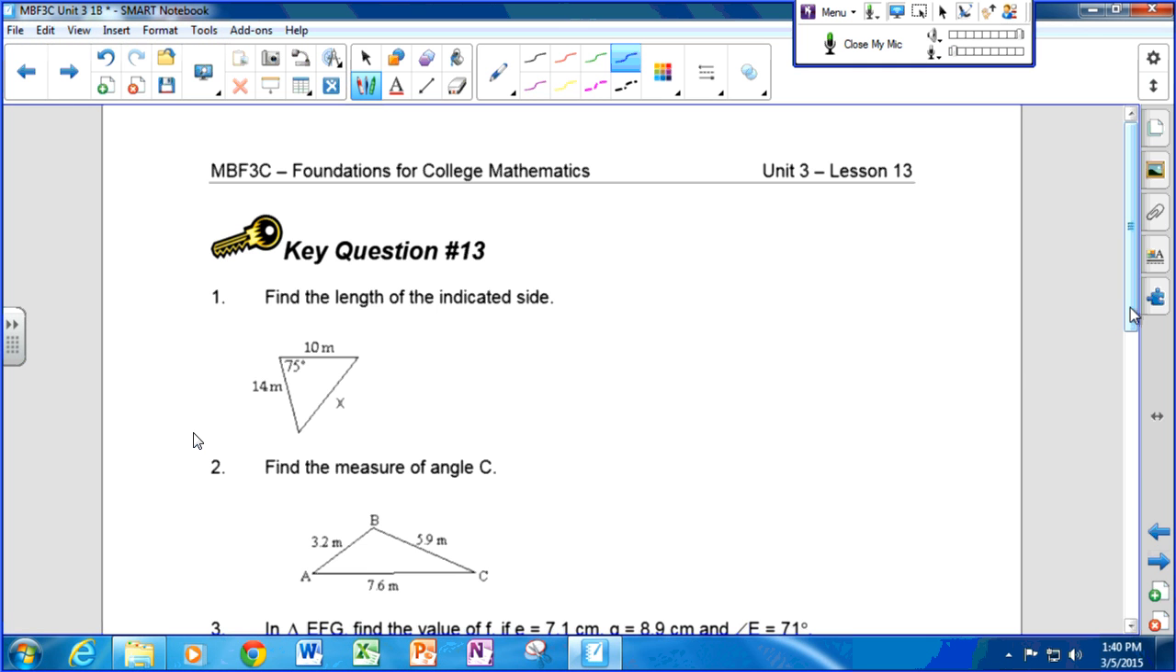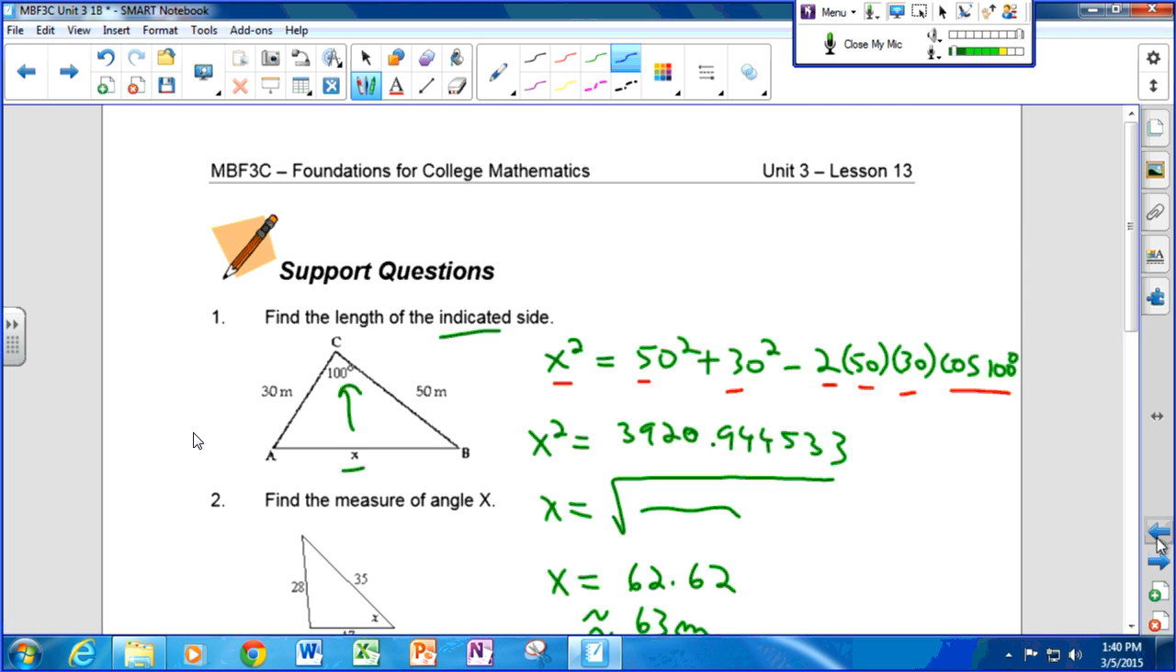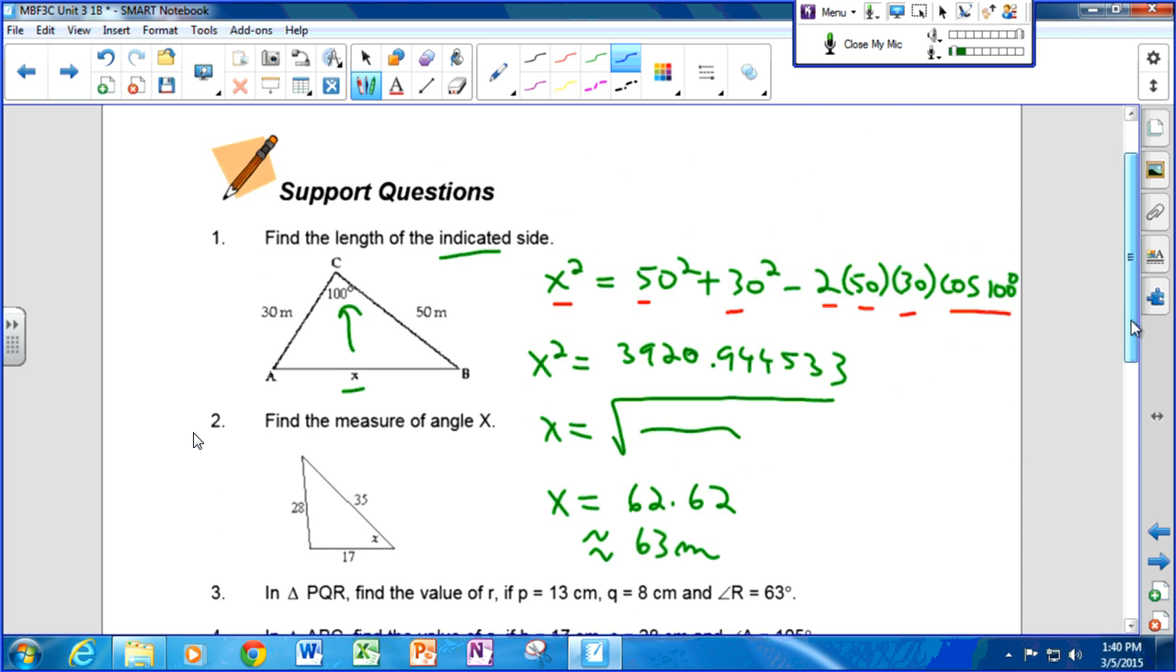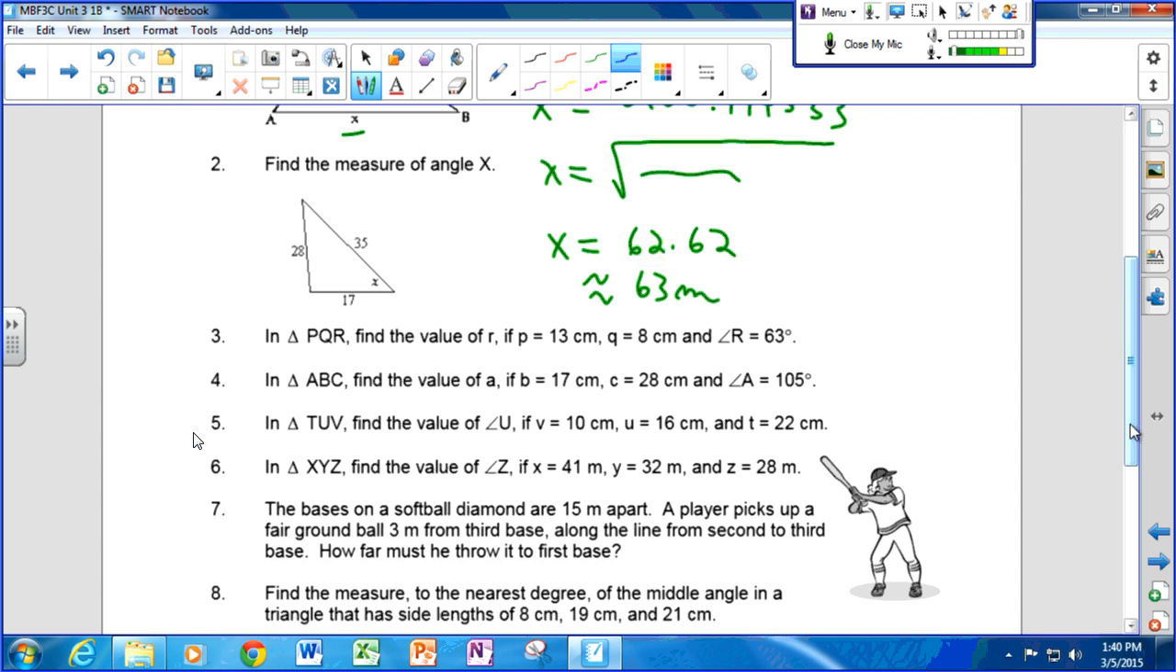Okay, those are the key questions. So we'll take a look at the key questions probably on Monday. But let's take a look at some of these other ones. Now, we don't necessarily have to do all of these. We can do a few of them. So, in triangle PQR, find the value of R. So R is, we're looking for a side there. We're looking for a side in number 4. And in number 5, we're looking for an angle. Okay, so you see how the variations are.